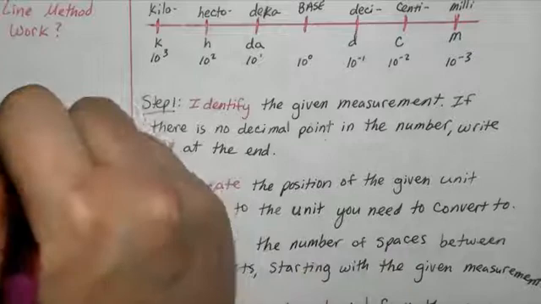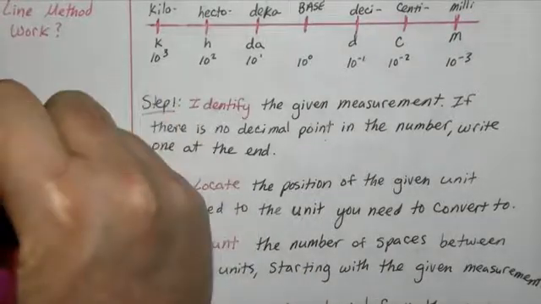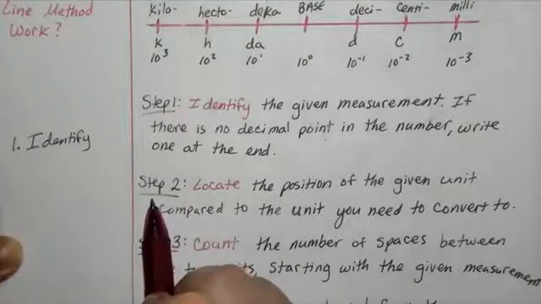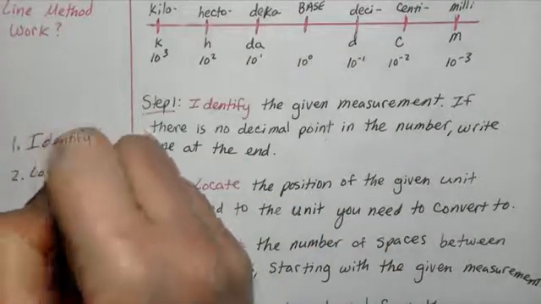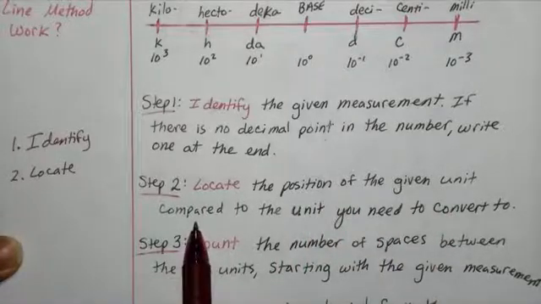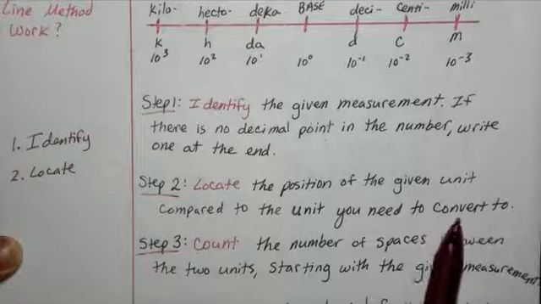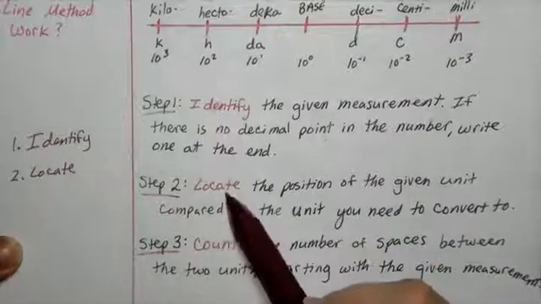So I'm going to write over here, identify. Step 2, locate. I'm going to put that over here. Locate the position of the given unit compared to the unit you need to convert to. So figure out where we start and then figure out where we're going.